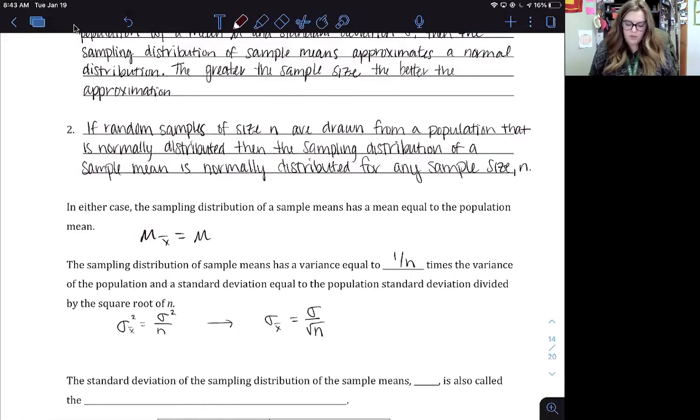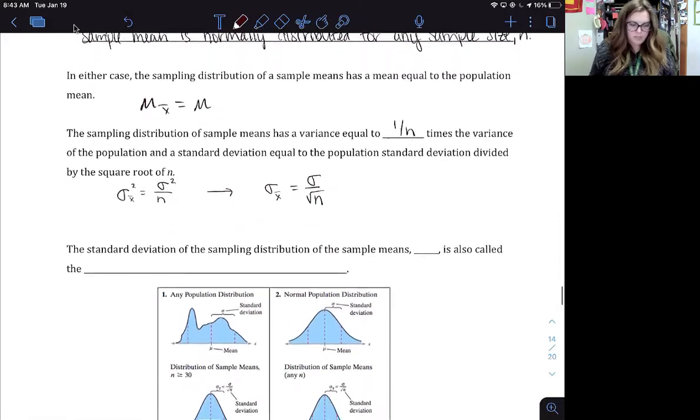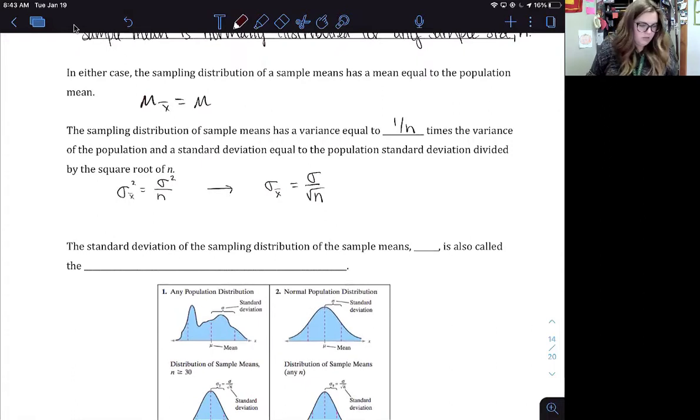Okay. So the standard deviation of the sampling distribution of the sample means, our sigma X bar, is also called the standard error of the mean. So remember we talked about that earlier.